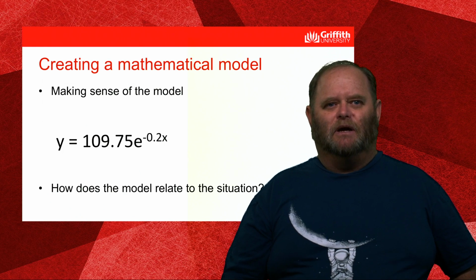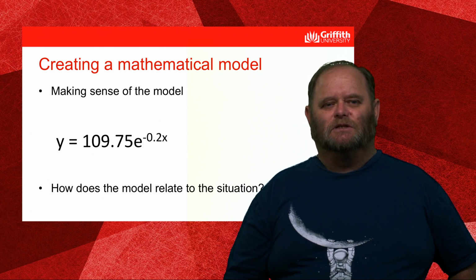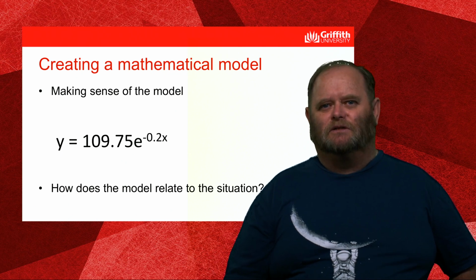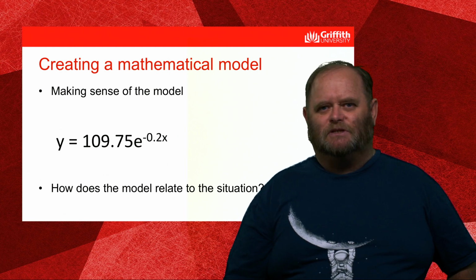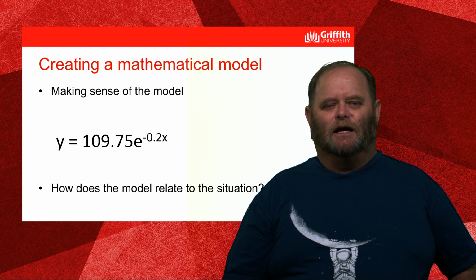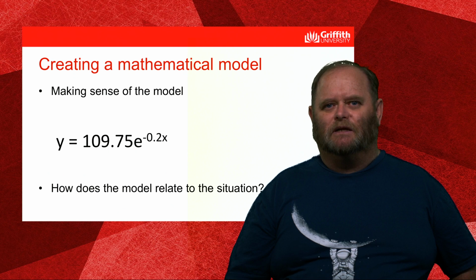And so making sense of that model in terms of how does that model relate to that particular situation. 109.75, how did that relate to the dice situation? And someone will invariably say it's pretty close to the fact that we started with 100 dice. What about the 0.2? How important is that?